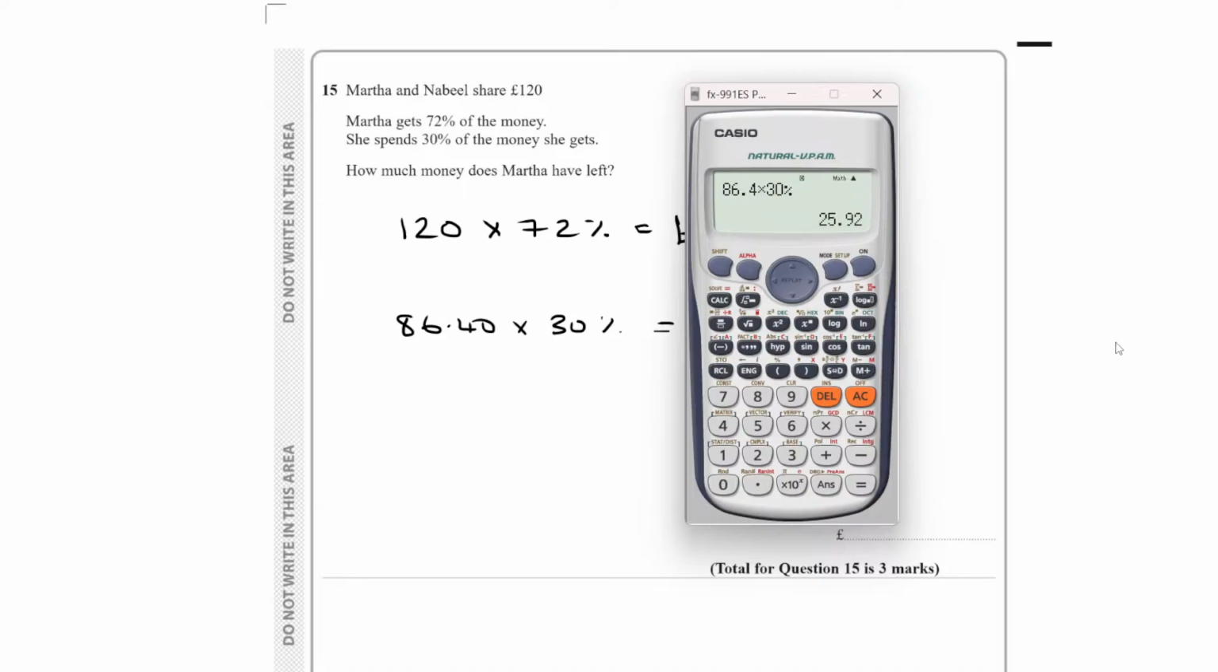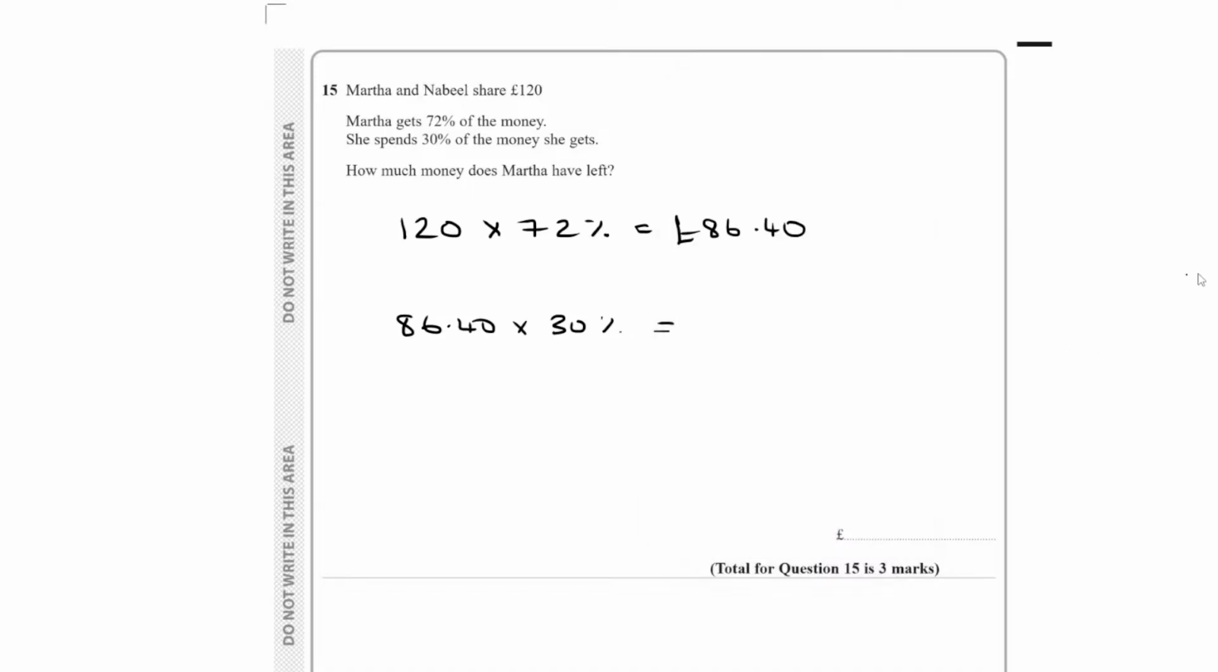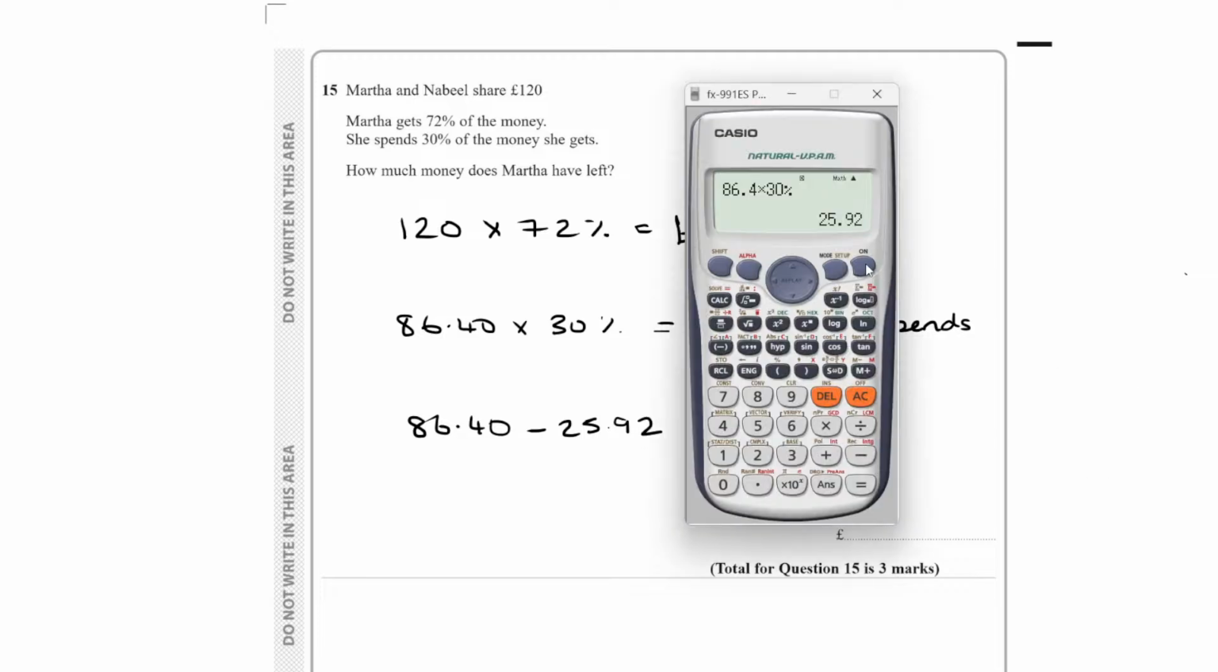So 25.92. That's how much she spends, isn't it? This is how much she spends, so that's not the final answer, is it? What we're saying is how much money does Martha have left? Okay, well, she had 86.40. If she spent 25.92, we can just see what's left. So 86.40 minus 25.92. £60.48 left.